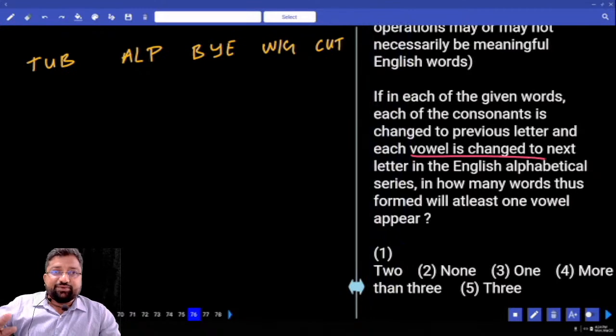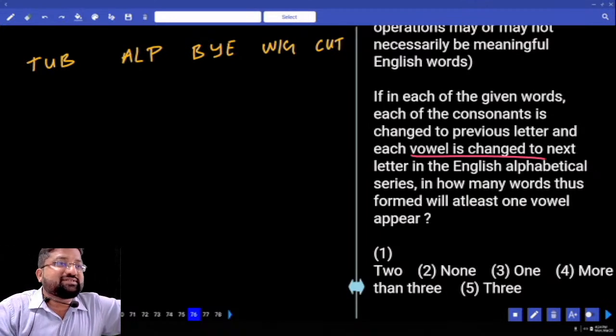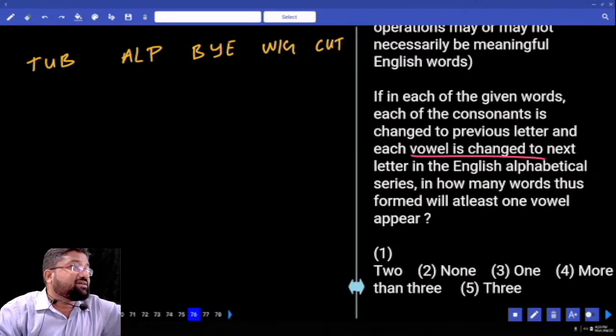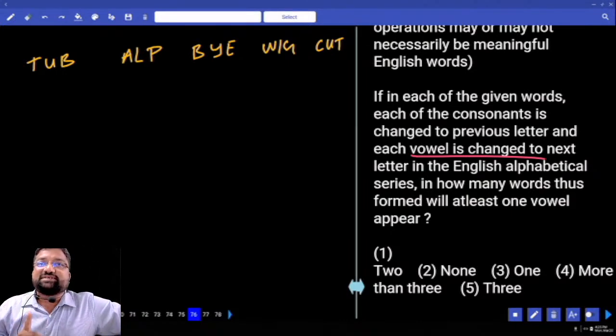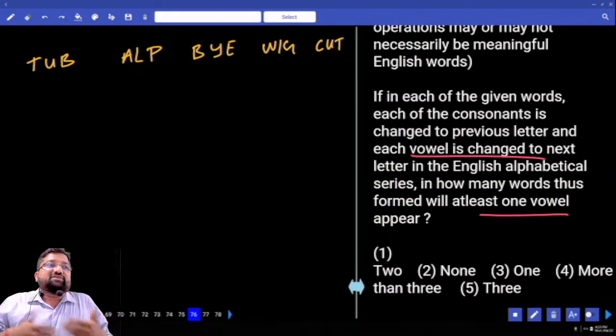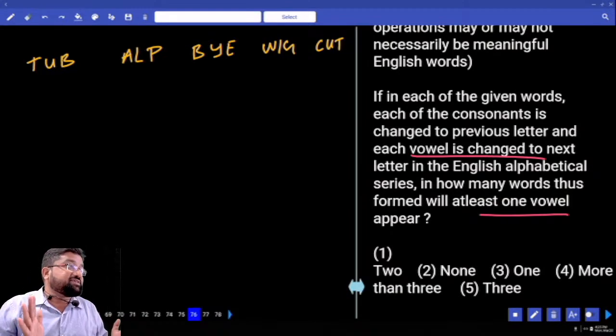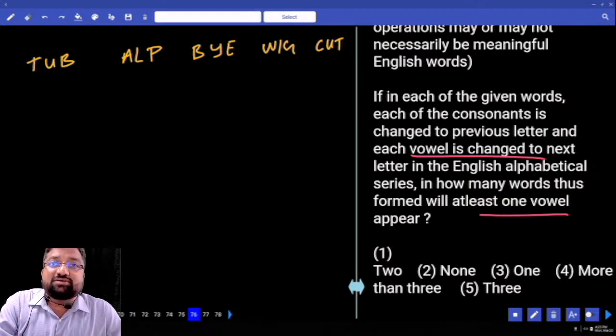Every vowel you change it to the next letter, you will never get a vowel. 100% guarantee it is a consonant. The letter immediately after a vowel is always a consonant. But the question is, at least one vowel appear. So when you change the vowels, it is a consonant. Do you have anything to do with vowels here? No. Don't change vowels. You are wasting your time. Only concentrate on consonants.